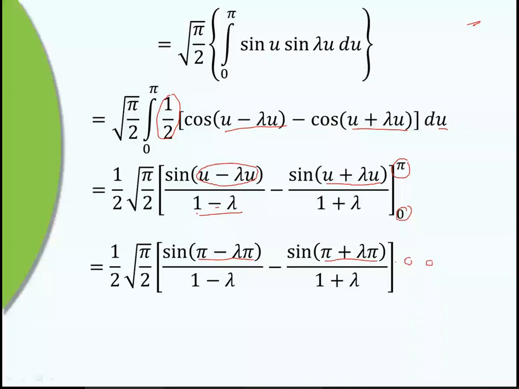Now, if you look at the answer, we want 1 minus lambda square in the denominator. So accordingly, we have to simplify it. That we can get by taking the product of these two, and you can simplify the numerator terms also.